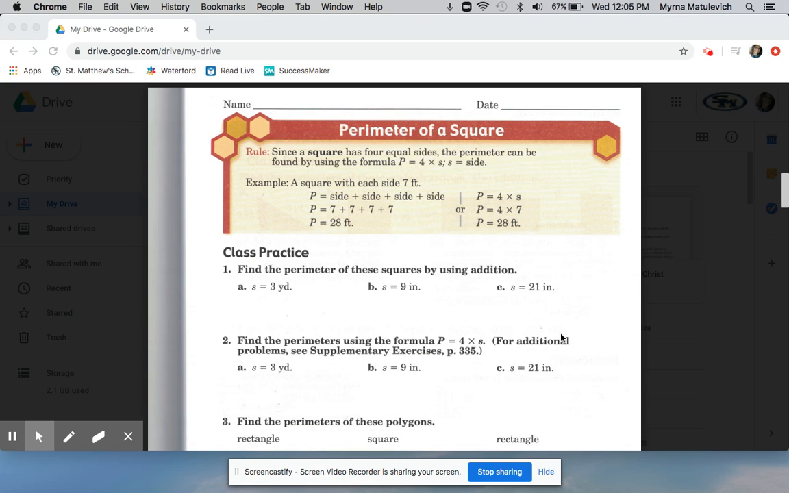This is lesson 155, perimeter of a square. Remember, the perimeter of a polygon is the distance around the polygon, or the sum of all the lengths of the sides. Because the square has 4 congruent or equal sides, we can multiply the length of one side by 4 to get the perimeter of a square.